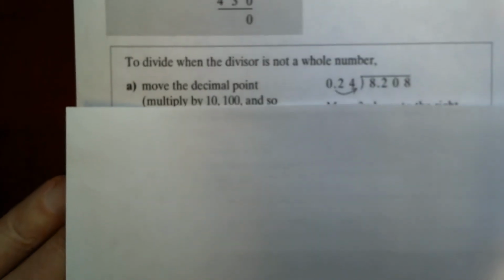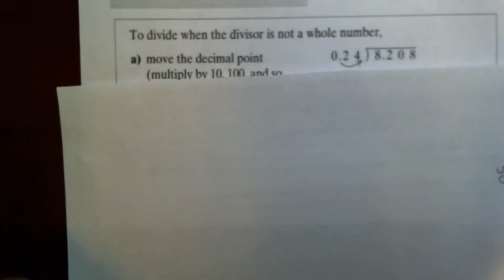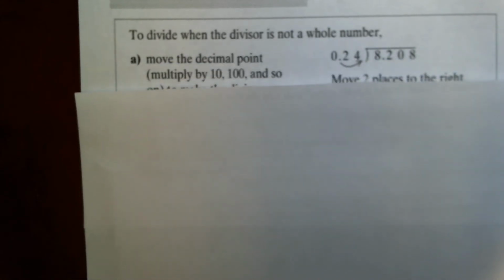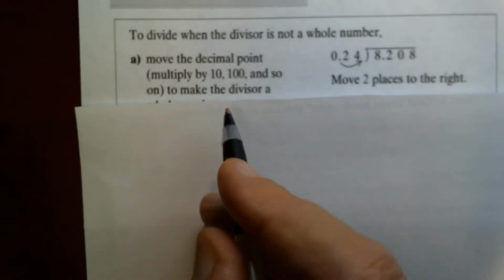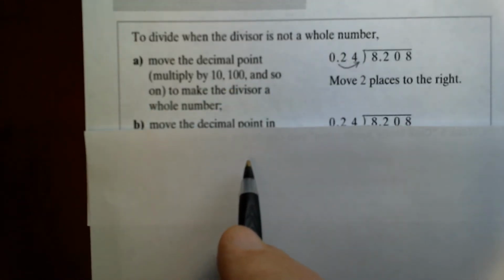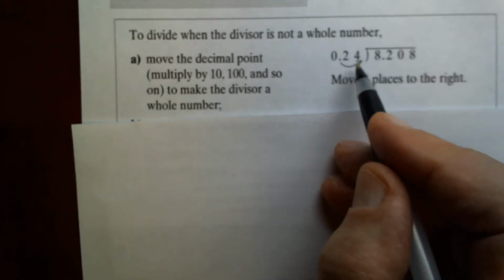So far we had divisors that were whole numbers, and now we're going to look at divisors that are not whole numbers. So here are the instructions on how to proceed. To divide when the divisor is not a whole number, we move the decimal point, let's say multiply by 10 or 100 and so on, to make the divisor a whole number. Okay, so that's the idea.